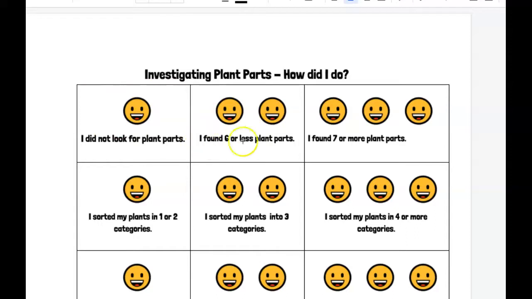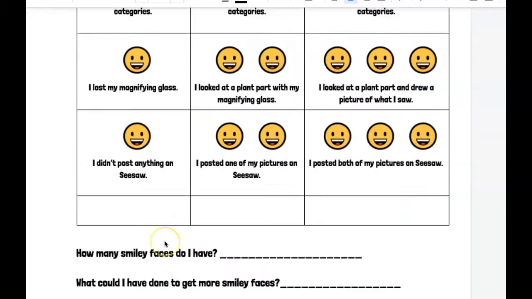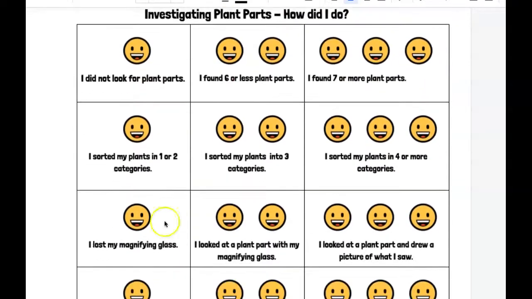So let's say I found 6. Let's say I found only 5 plant parts. I found 5. I'll give myself 2 smiley faces for that, okay? And we're going to want to make sure we circle this on the document because at the end we're going to have to do something with all the different smiley faces. So you want to make sure you're keeping track.